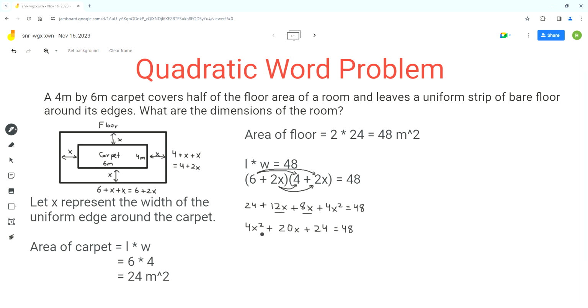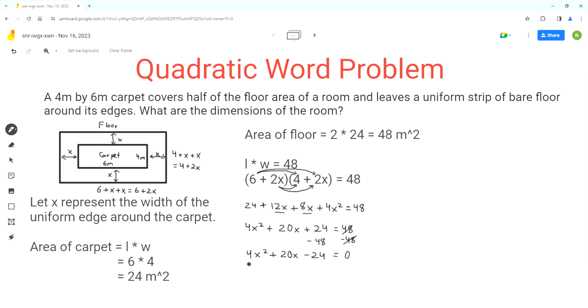Now we will set this equation equal to 0 by subtracting 48 from both sides. So the 48s on the right side cancel each other out. So we are left with 4x squared plus 20x minus 24 equals 0. We have to simplify this equation.